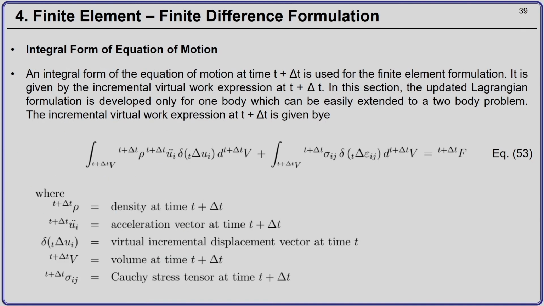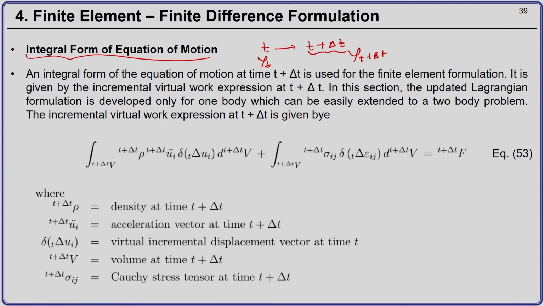Okay. So, to start the finite element and finite difference formulation, we first have to derive the integral form of the equation of motion. You need to remember that we are doing an updated Lagrangian formulation, which means that we know everything at time t and we want to compute the state of stress and the deformation of the body at time t plus delta t. So, we know psi t and we want to know psi t plus delta t. Psi is the current configuration.